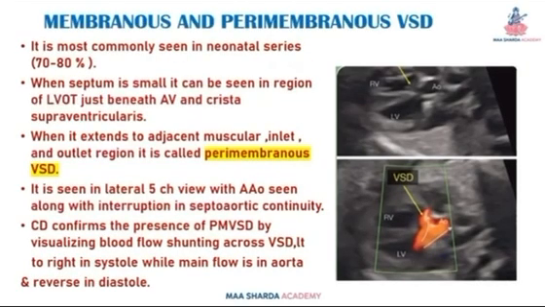Membranous and perimembranous VSD. It is most commonly seen in neonatal series, around 70 to 80%. When the defect is small, it can be seen in the region of the membranous septum, just beneath the aortic valve and crista supraventricularis. When it extends to the adjacent muscular inlet and outlet region, it is called perimembranous VSD. It is seen in the lateral 5-chamber view with the ascending aorta seen along with interruption in septo-aortic continuity. Color Doppler confirms the presence of VSD by visualizing blood flow shunting across it. It is to the right in systole while the main flow is in the aorta, and reverse in diastole.